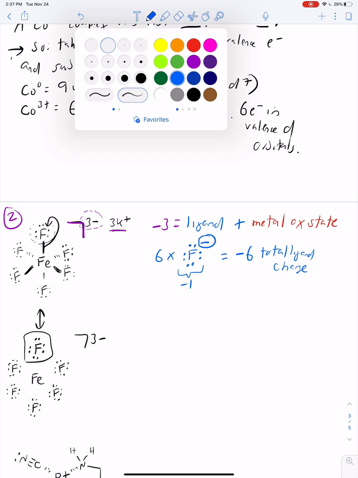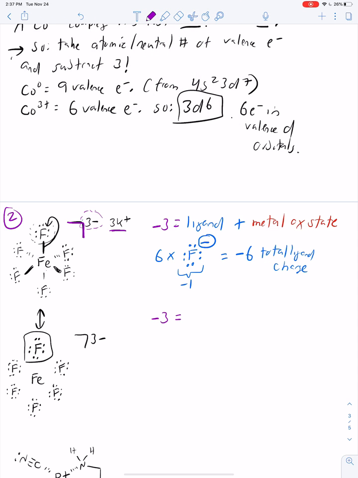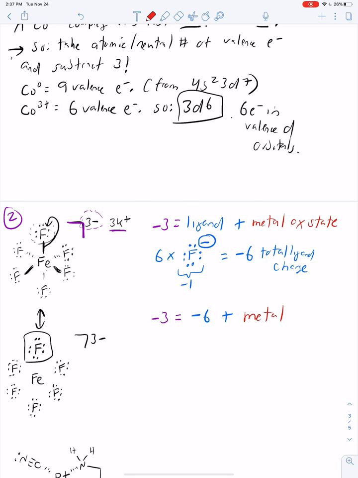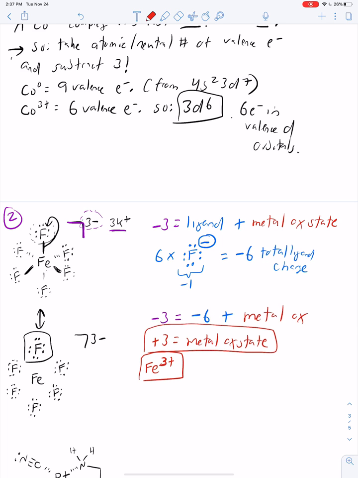So that lets me rewrite my equation. And I get -3 is equal to -6 plus the metal oxidation state. I then can move my -6 to the other side, and I get +3 is equal to the metal oxidation state. So I have iron 3+, just like I had cobalt 3+ earlier, right?